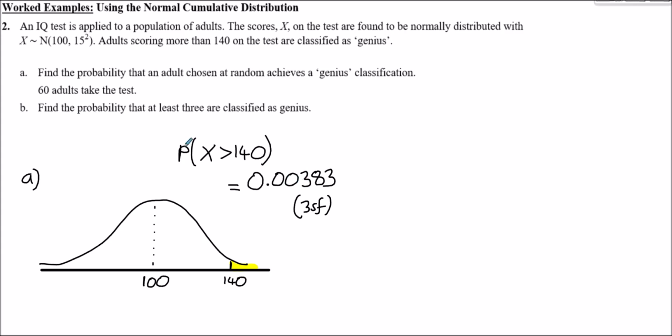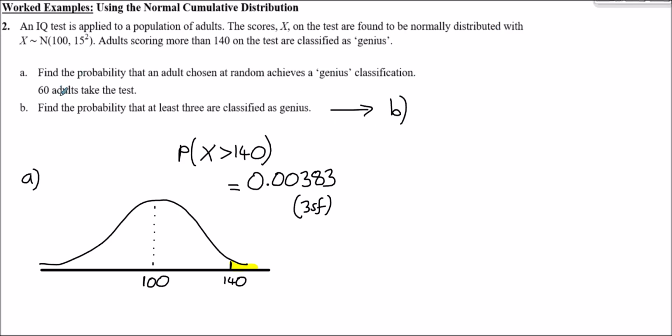Now, part B. Find the probability that at least 3 people are classified as a genius. Part B is actually binomial now. The examiner will often mix different distributions together. Someone's either a genius or they are not. So for part B, this is actually going to be a binomial question nested into a normal distribution question. I'll explain how to set this up.